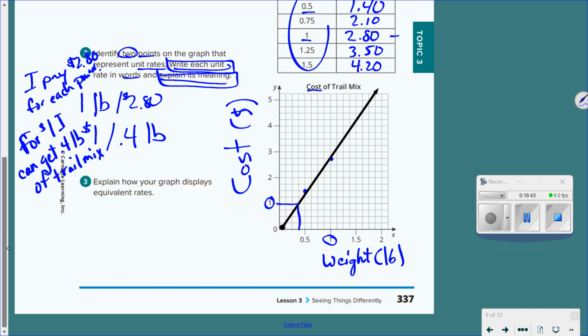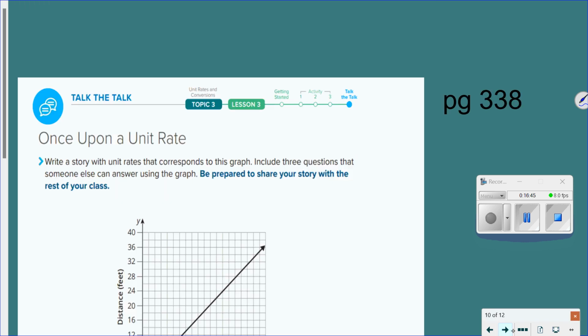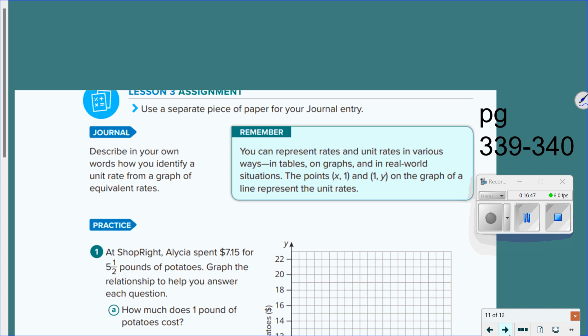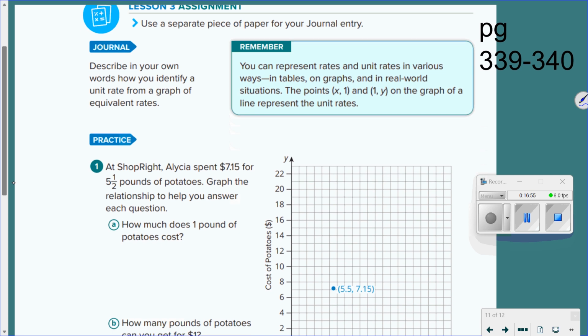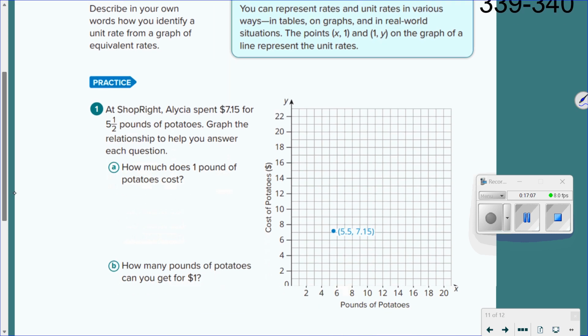Okay, we're down to just a few minutes. So let's go to our homework. Page 239. Please stay quiet because I've got a lot I want to try to cover on this for you. Describe in your own words how you identify unit rate from a graph of equivalent rate. We should be able to do that. I just gave you a prime example. Look at what I looked at for each axis on the last problem. That should answer that for you.